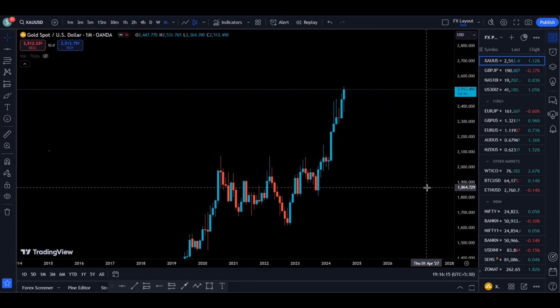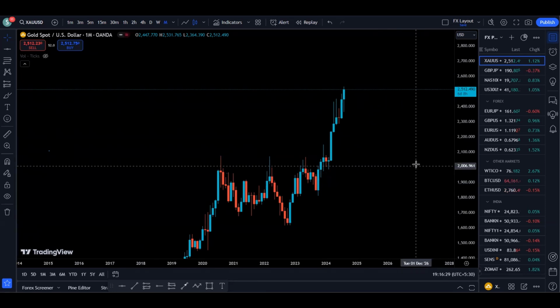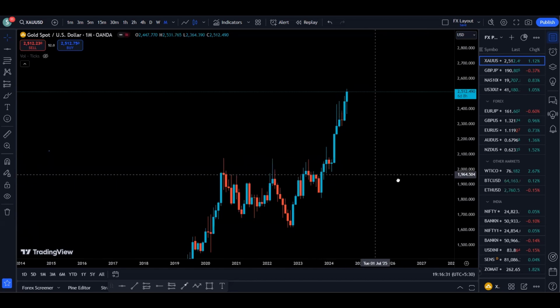So as usual, we will start our analysis with the gold monthly time frame, and then we will go down to lower time frames: weekly, daily, 4-hour and 30 minutes time frame. On the 30 minutes, we will also talk about some intraday and scalping setups as well. So without wasting any time, let's get started.